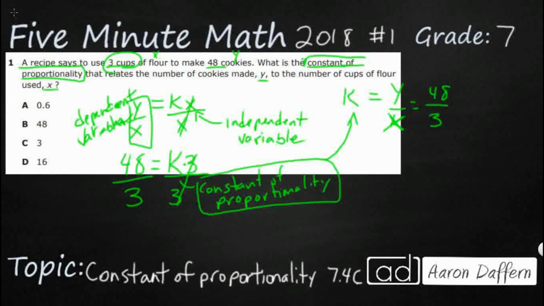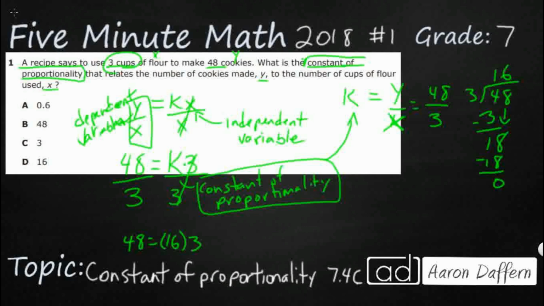So we simply need to divide up. That's an improper fraction. Let's divide up. So that's going to be 3 goes into 48. 3 goes into 4 once. And 18. So that's going to go evenly. That's going to be 16. So our constant of proportionality is 16, which makes sense, right? We take our 3 cups of flour, multiply it by a constant of 16, and that's going to get you your total of 48 cookies, which makes sense.